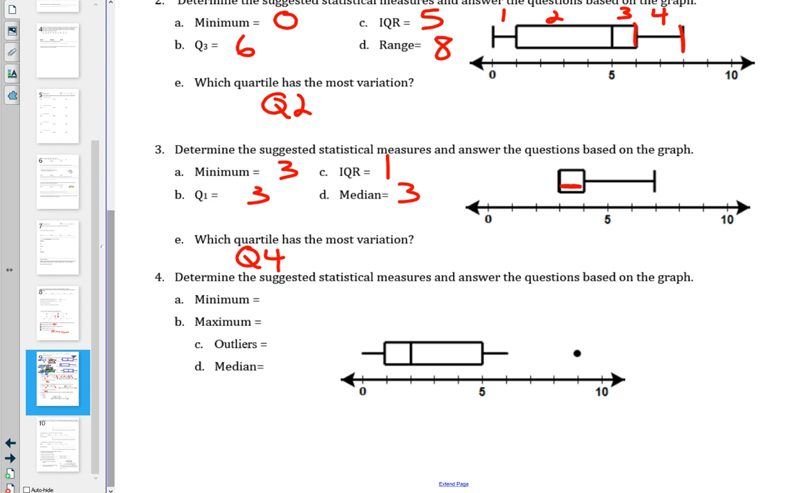So my minimum here is 0. My maximum includes the outlier, which is 9. Okay, you have to include an outlier as a maximum. The only outlier is 9.